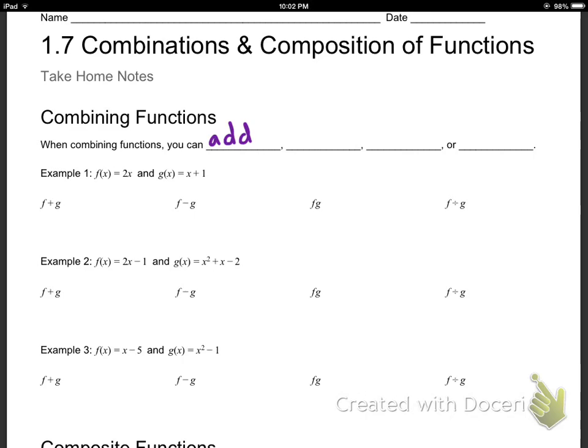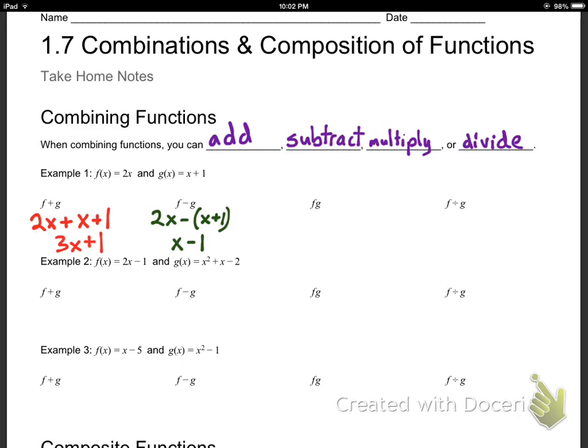Welcome, and today we're going to learn about combinations and compositions of functions. When combining functions, you can add, subtract, multiply, or divide the functions. Let's do some examples. This first one, we're simply adding the functions. Don't forget to combine like terms, as you see 2x plus x makes 3x.